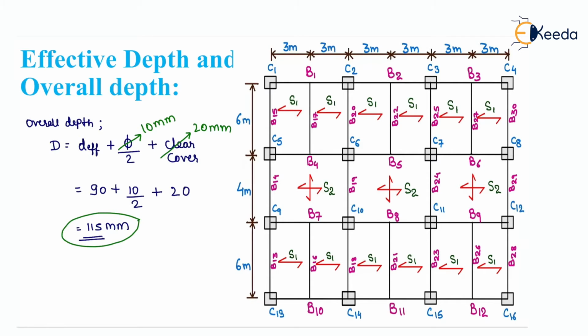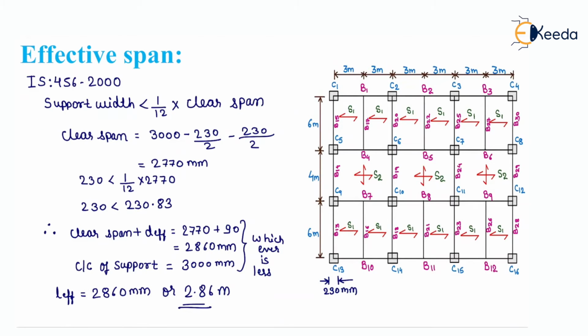D is the overall depth. Now, we will move to step number 2, effective span. Effective span is calculated from IS 456-2000, page number 34. The condition used is support width is less than 1 by 12 into clear span. Therefore, we have to use these two conditions and will get two values: clear span plus D effective, and center to center of support. Whichever is less is called L effective.